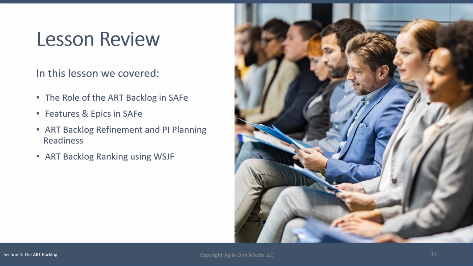So to summarize what we covered, first of all, we covered the role of the ART backlog in SAFe. Then we took a look at features and epics in the ART backlog and the portfolio backlog. Then we looked at our approach for ART backlog refinement and PI planning readiness. And then finally, we looked at ART backlog ranking using the technique of weighted shortest job first.